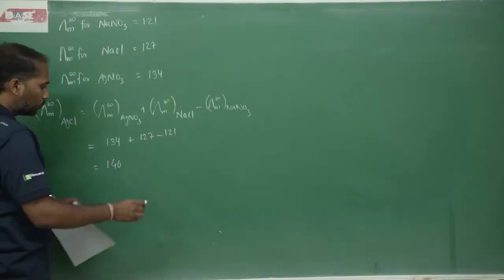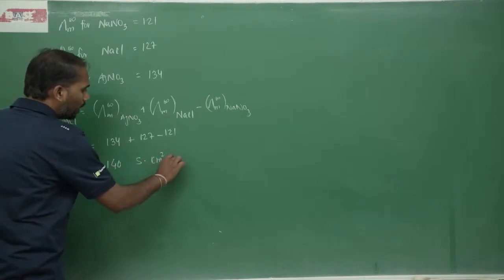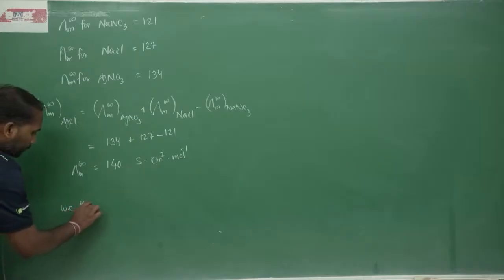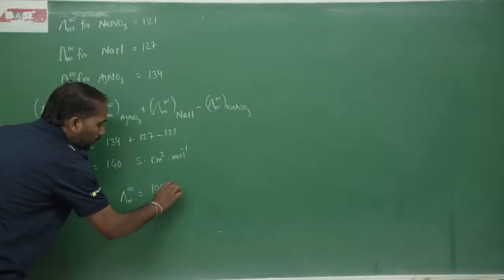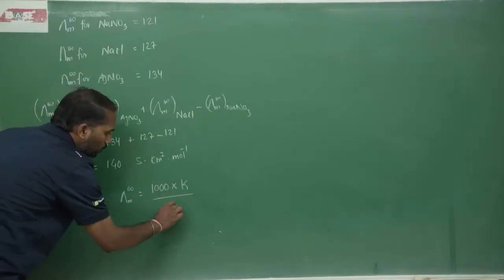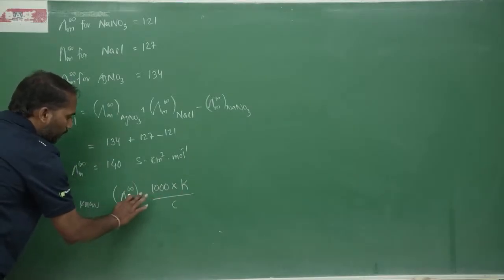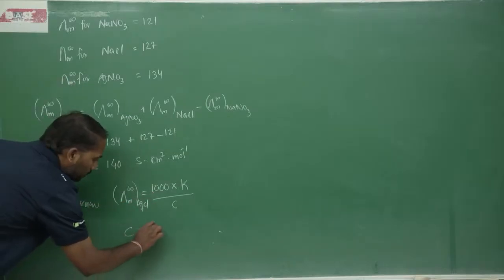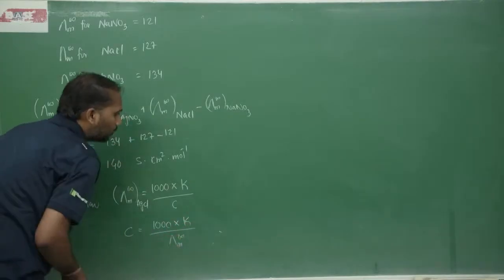And the unit given for this one is Siemens centimeter square and mole inverse. This is lambda m infinite. Now see, we know that lambda m infinite is equal to 1000 into kappa divided by concentration. We need to calculate the concentration of AgCl, because if I get the concentration of AgCl, from there I can get solubility. So how much will be the concentration? 1000 into kappa divided by molar conductance at infinite dilution for AgCl.